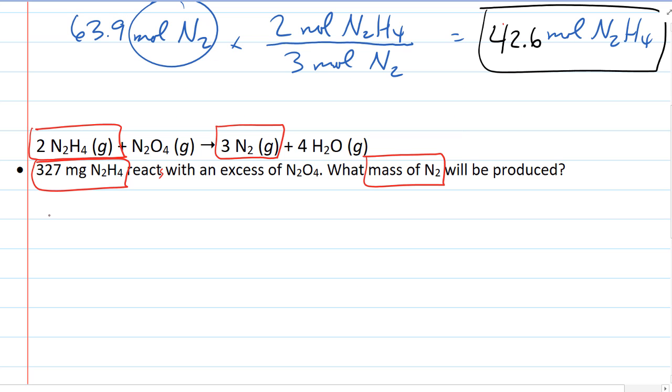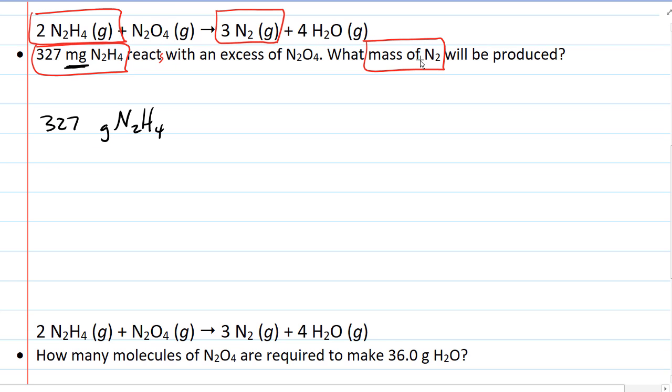And we have 327 milligrams of the N2H4. Now I'm going to make a really quick change here. I'm going to leave the milligrams in for right now, but in the problem, instead of calculating this in terms of milligrams, I'm going to calculate it in terms of grams. So just bear with me here. We're going to take this all the way through with grams, and I'll show you why here at the end.